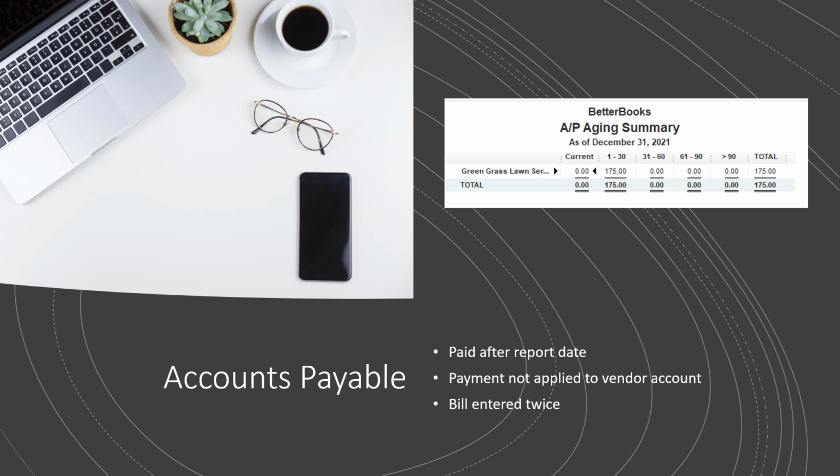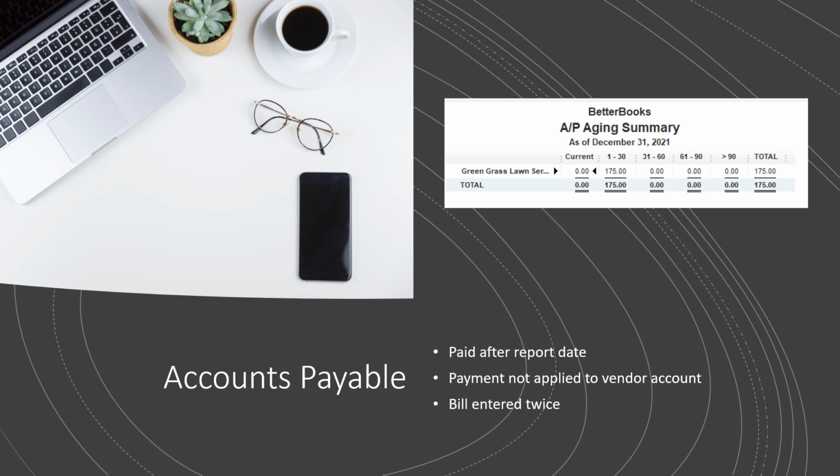If you don't use accounts payable, if you don't use that part of your software, feel free to skip to the next couple of slides, skip past the accounts payable part. But if you do use accounts payable, what we want to do is pull an AP aging summary and review that for errors. So if you do have errors on your accounts payable, it's going to be for these three reasons.